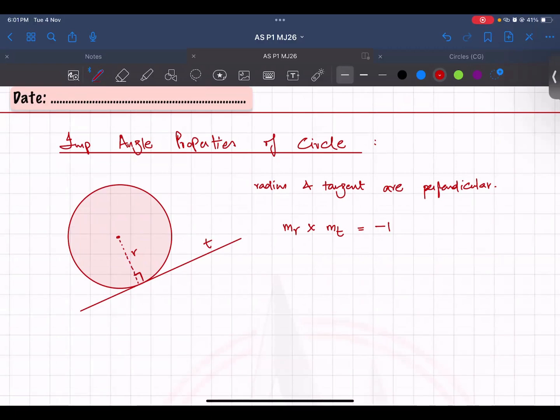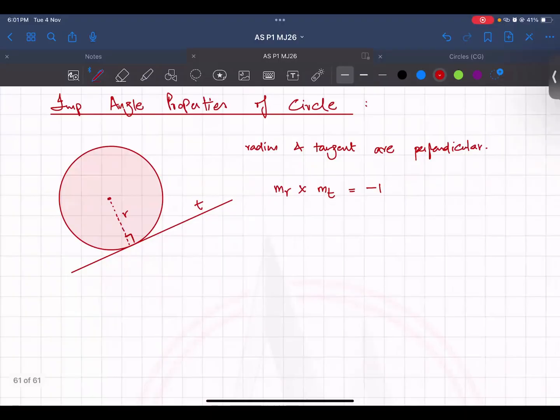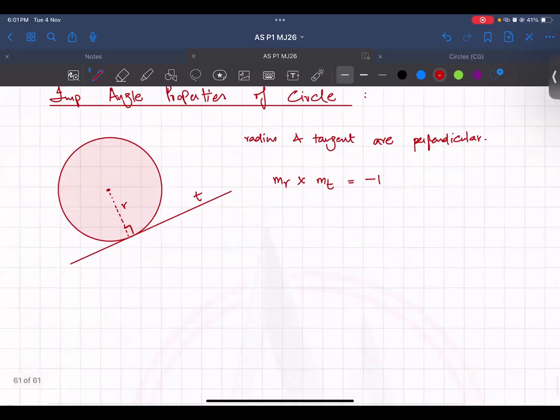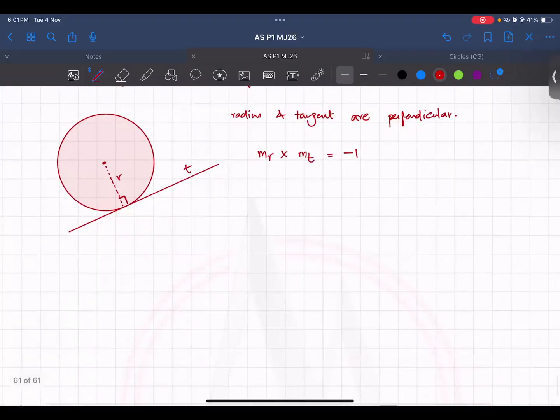Sometimes they will ask you to forget the center point or the radius, or they will give you the tangent, a line of tangent, and then they will ask you to work for the center. So they can move things around and ask you in different ways by using the same property.